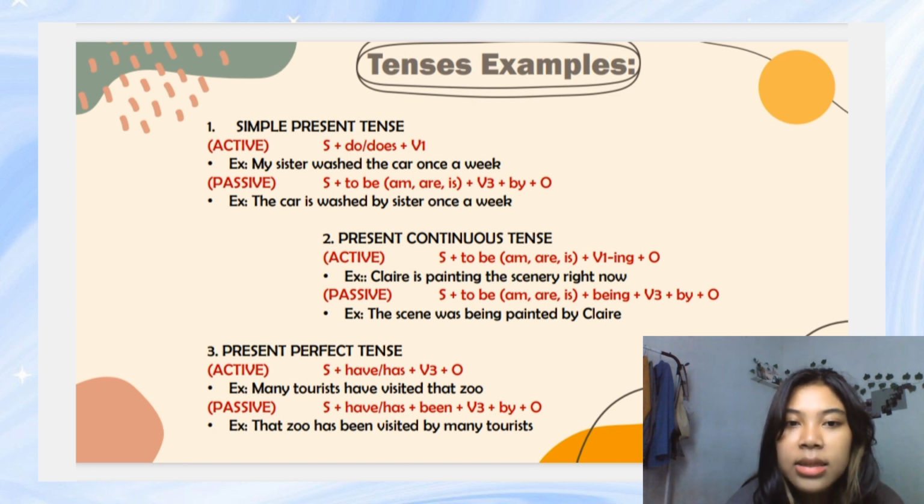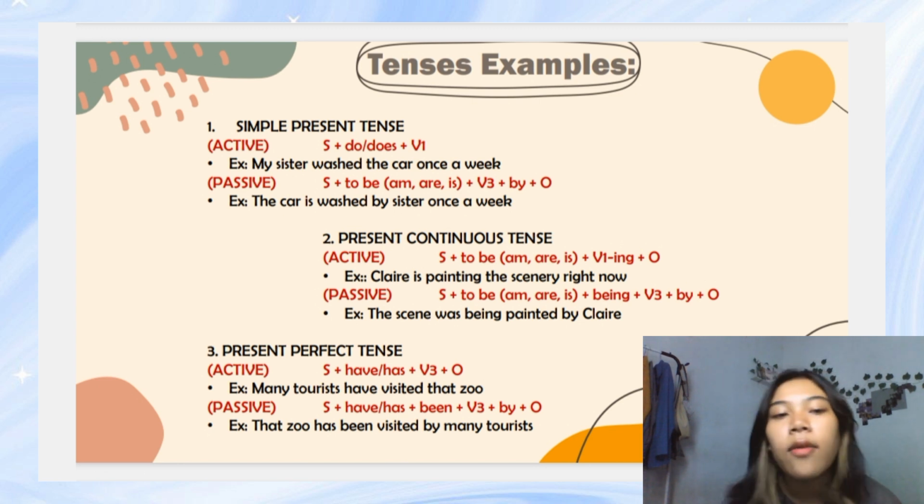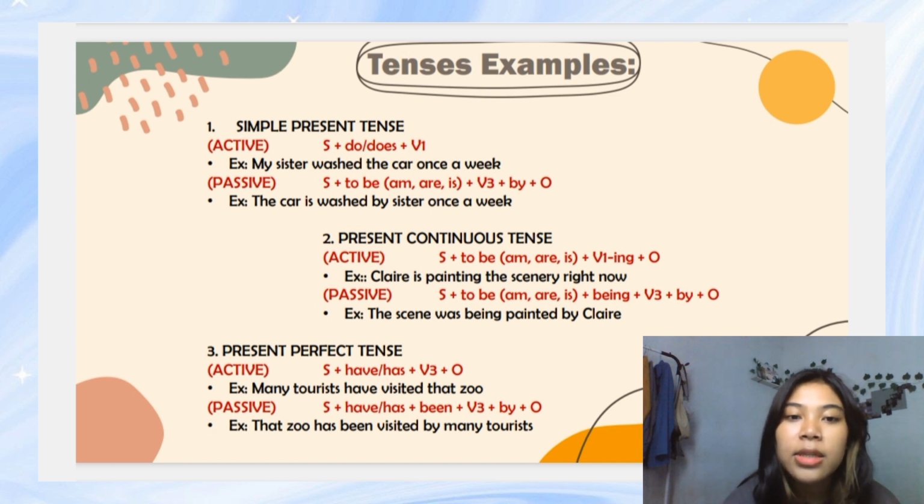2. Present continuous tense. For active: subject plus to be, am, are, is, plus verb 1 plus ing plus object. For example, Claire is painting the scenery right now. For passive: subject plus to be, am, are, is, plus being, plus verb 3 plus by plus object. For example, the scenery is being painted by Claire.